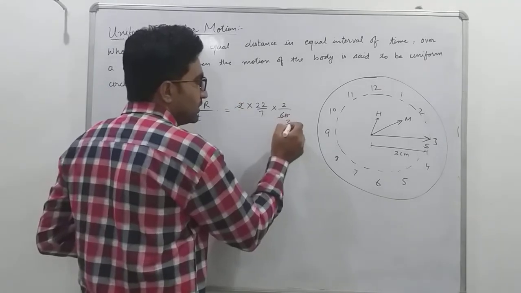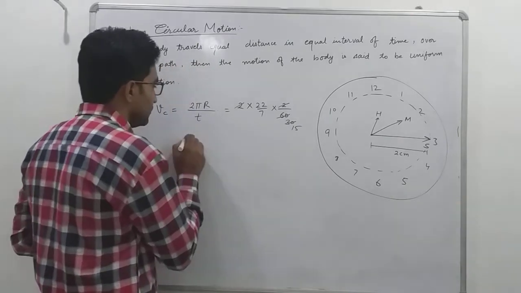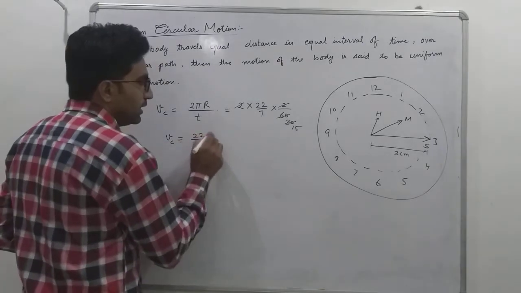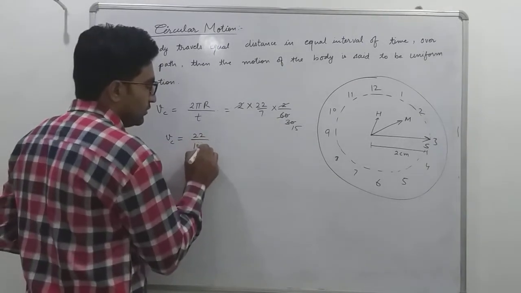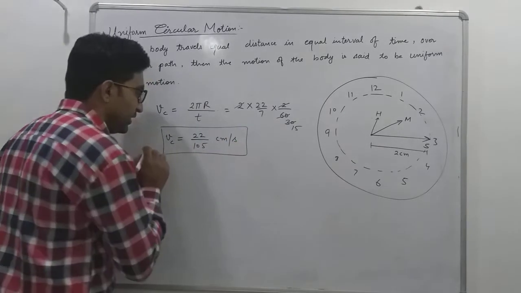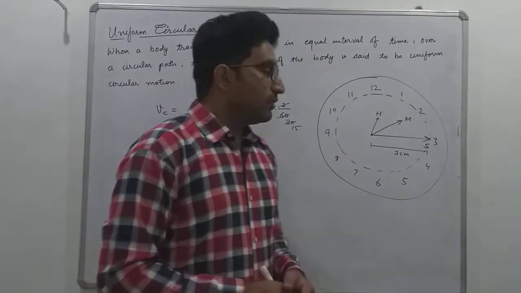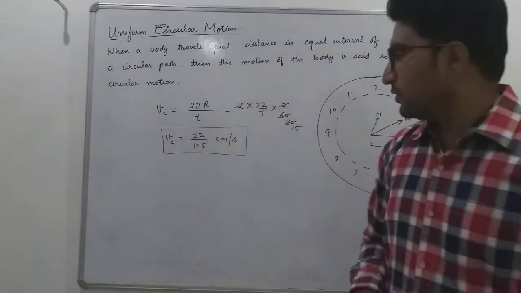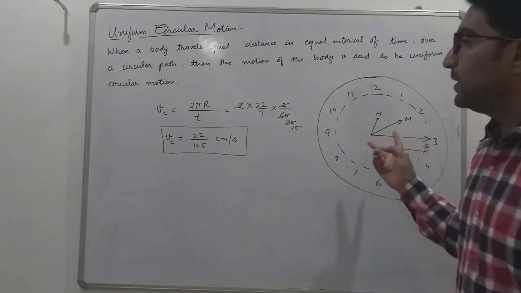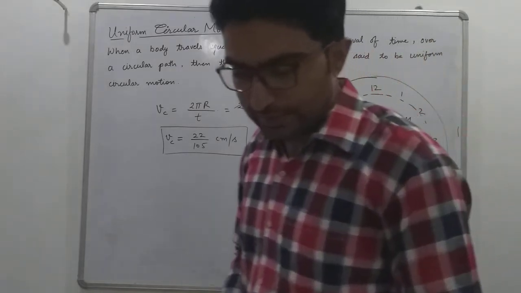When we cut this one, 60 by 4 is 15, and it will be equal to Vc equals 22 divided by 105 centimeter per second. It is the speed of the seconds hand when it is moving in uniform circular motion. Okay, it is the simplest example. Similarly, we can find out the speed of the minute's hand if the length of the minute's hand is given. Okay, next let's take another example.